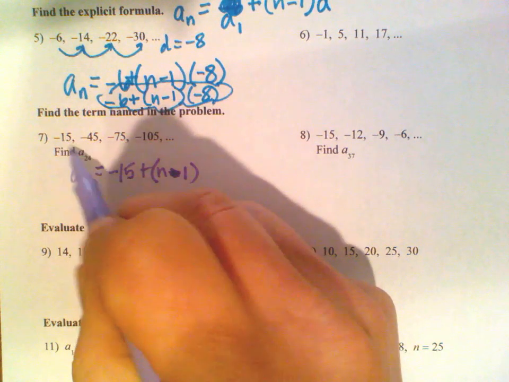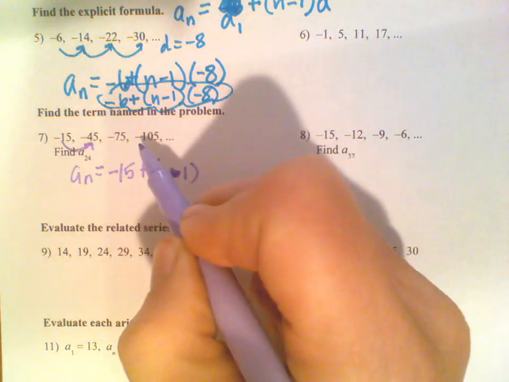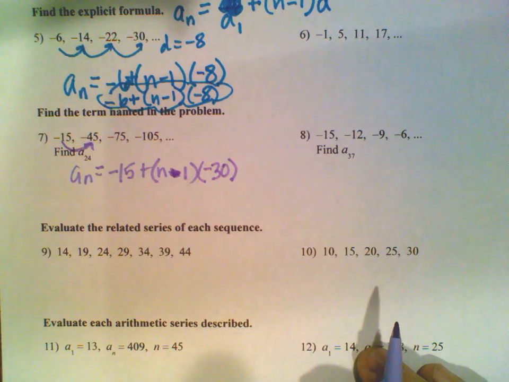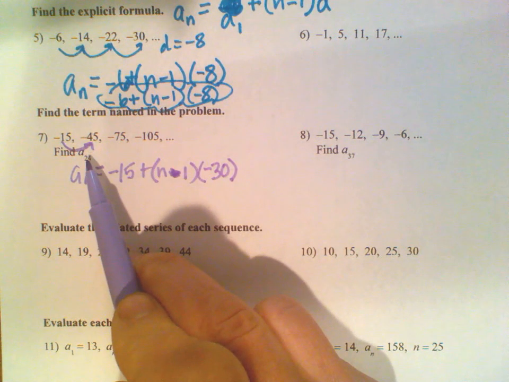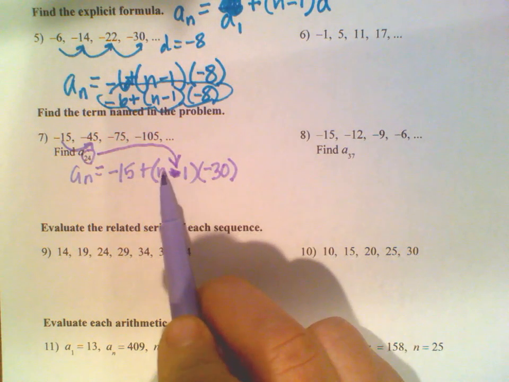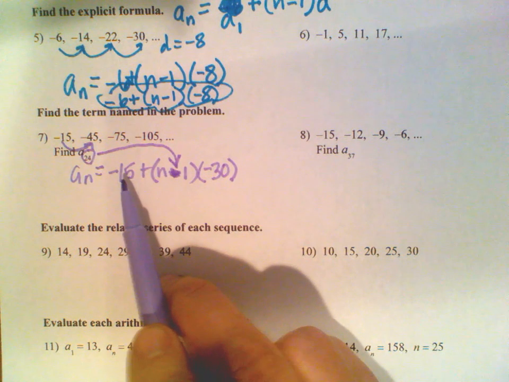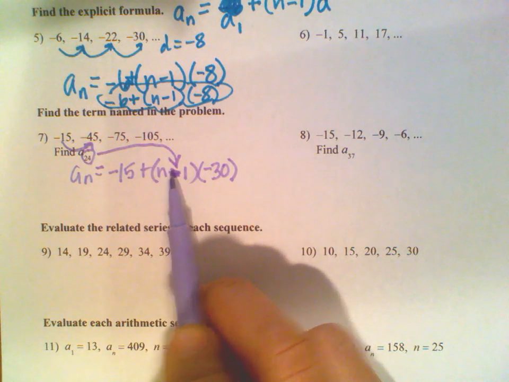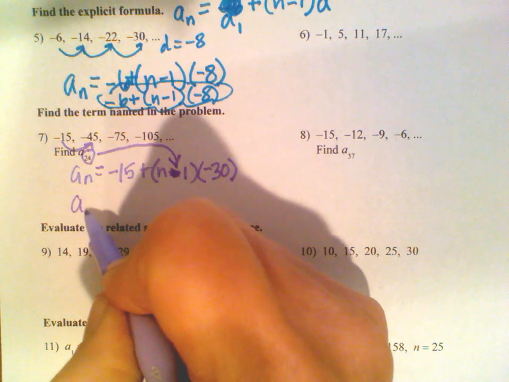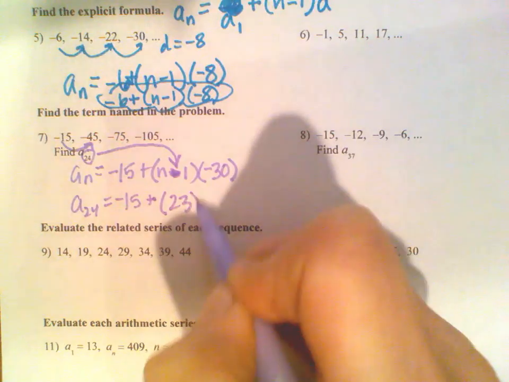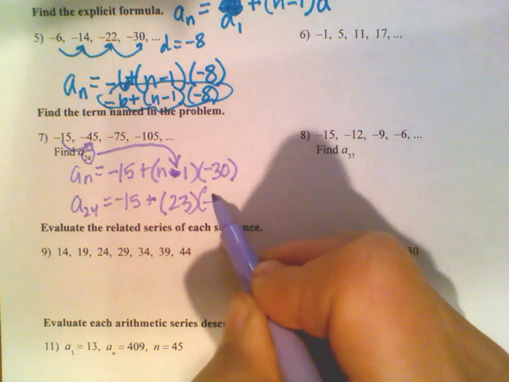times the common difference. So what's happening here to get from negative 15 to negative 45? It looks like I add negative 30. And so if I want to find the 24th term, that means 24 is going to go in here. But because it's n minus 1, because I don't count the first term, I need 23 terms after the first term to get the 24th term. What I'm going to plug in here is just 23. So this is just a calculator thing. A sub 24 is equal to negative 15 plus 23, which is 1 less than 24, times negative 30.